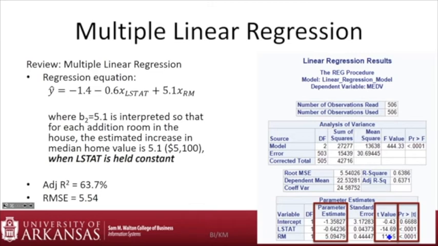We've got an adjusted R squared of about 63%, so not the best, but not the worst. We also have this other number that we hadn't really looked at before. 5.5 is root mean squared error.